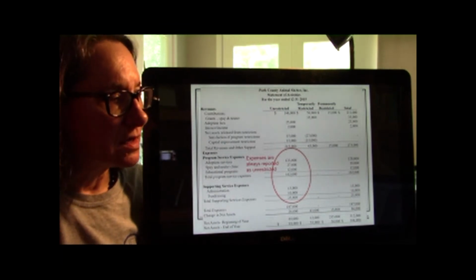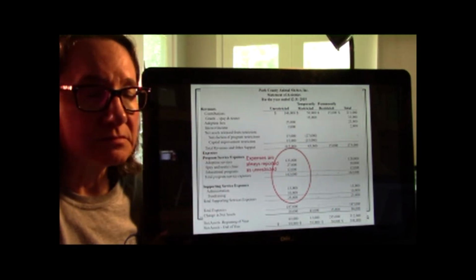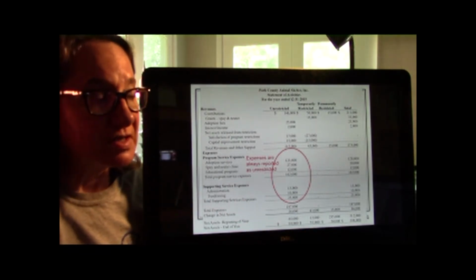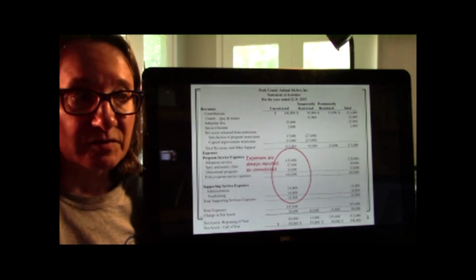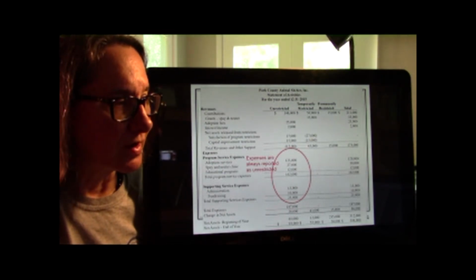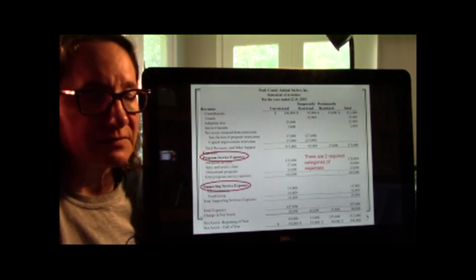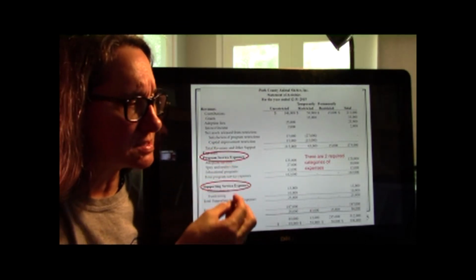Next thing, expenses are always unrestricted, right? It's like you're just paying them out, so you're using up assets. You've used something up, so it doesn't really matter if it's restricted, unrestricted, or whatever. We don't characterize those. There are two categories of expenses, and I talked about program service expenses and supporting.